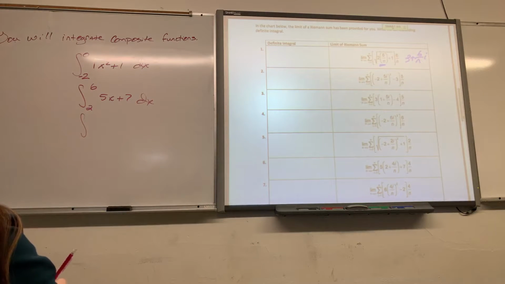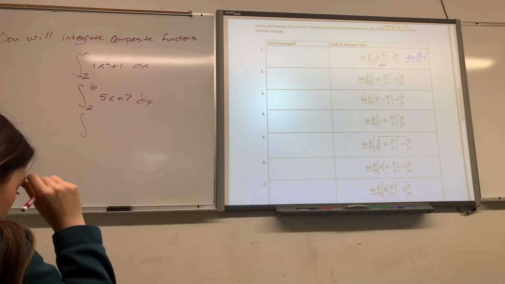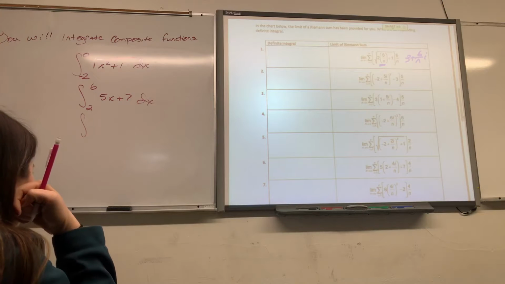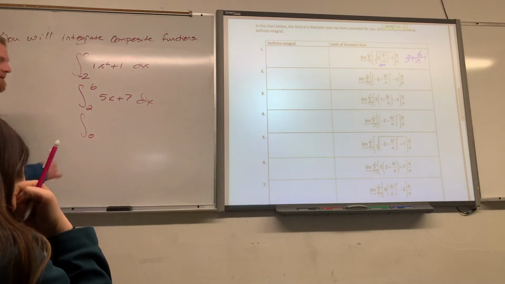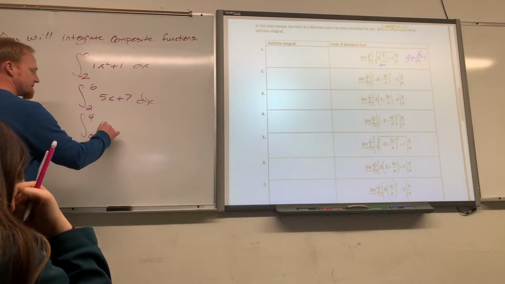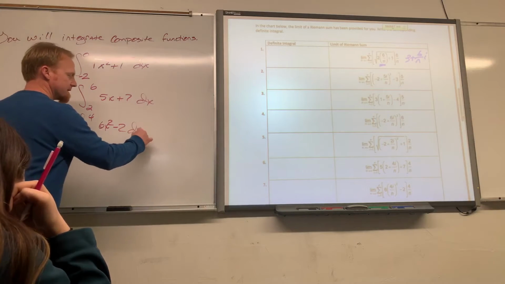All right, number 7. Hunter, give me something on 7. A is 0. Everybody good with the A being 0? Okay, good. All right, Natalie, what's B? 4, good. Natty, what's my function? 6x squared minus 2. Nicely done.